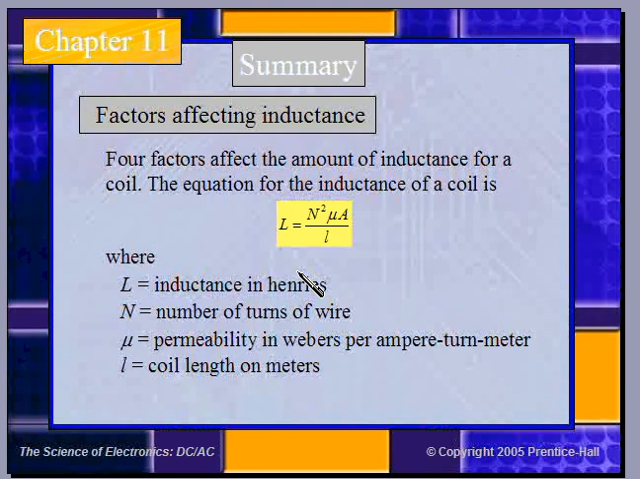Factors that affect the inductance: the inductance in henries is equal to N, the number of turns of the wire, squared, times mu, which is the permeability in Webers per ampere turn meters, times A, the cross-sectional area, divided by l, which is the coil length in meters.